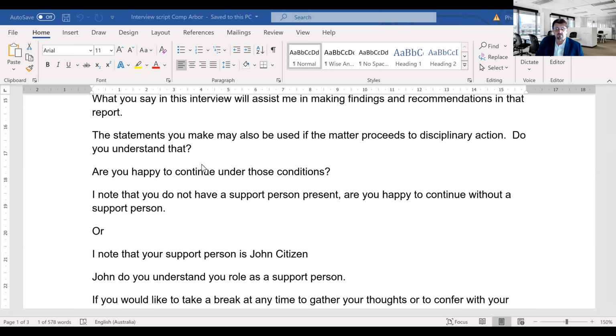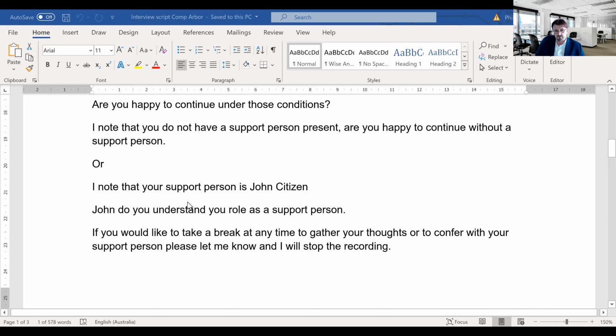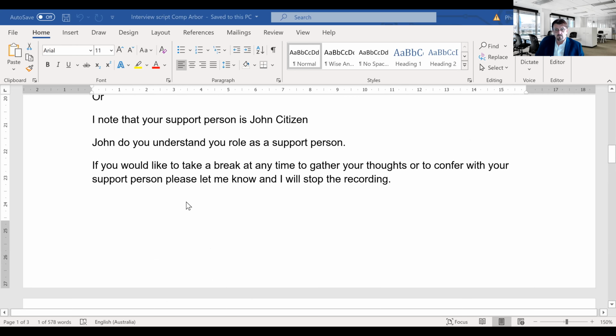Yes, is the 99.99% response. Okay. I would consider that to be the fourth opportunity to object to being recorded. I note that you do not have a support person present. If they don't, are you happy to continue without one? Yeah, I'm fine. Or I note that your support person is John Citizen. John, do you understand your role as a support person? I then make mention of the fact if they want to take a break, let me know.